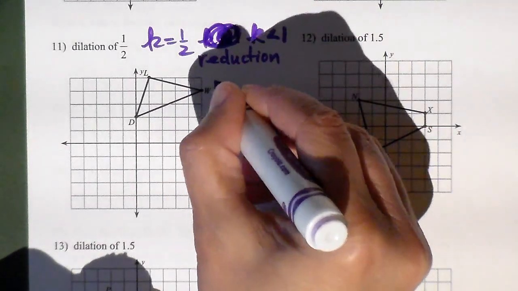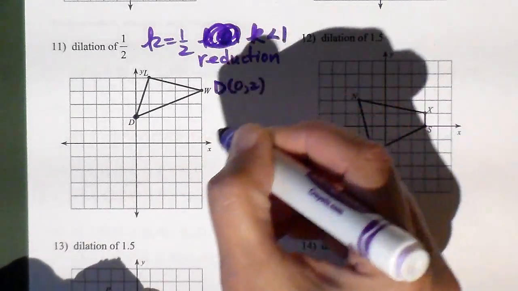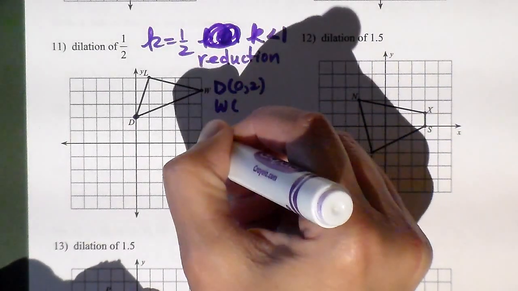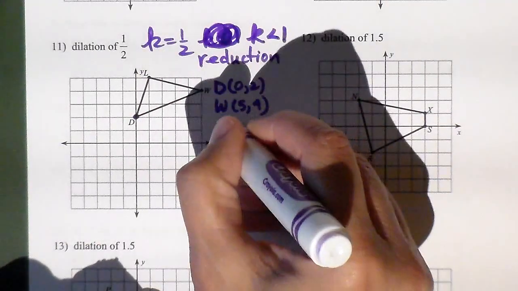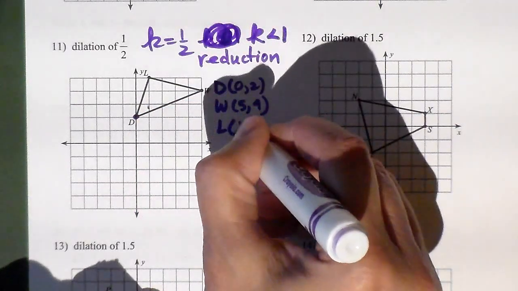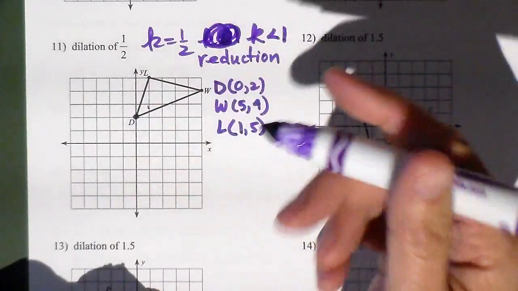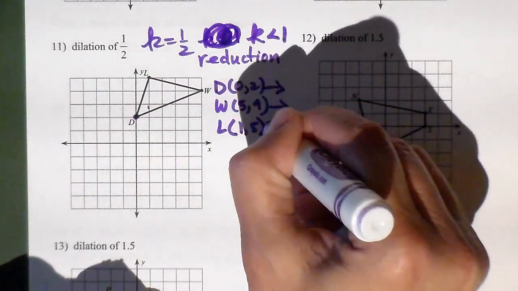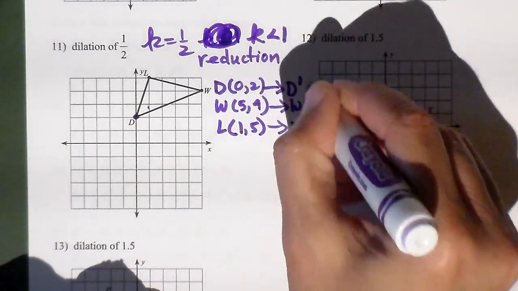So let's look at the original points. I've got D. D is located at 0, 2. I've got W. W is located at 5, 4. And then I've got L. L is located at 1, 5. And I want to reduce this by a half. So I basically want a triangle that's half that size. Okay, so we're going to dilate. D prime, W prime, L prime.